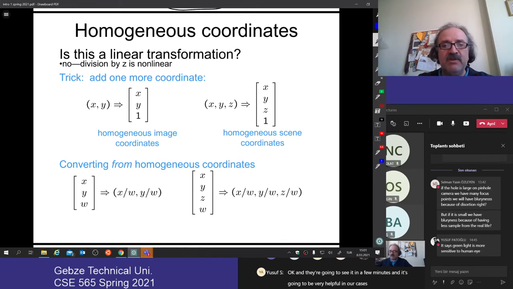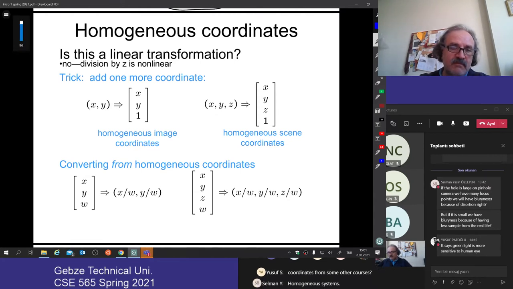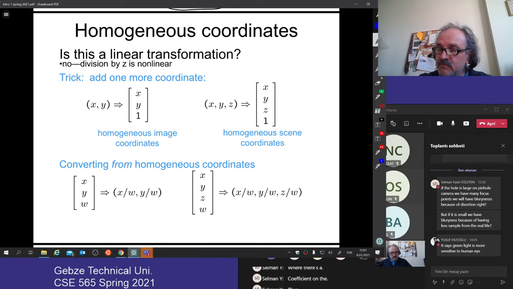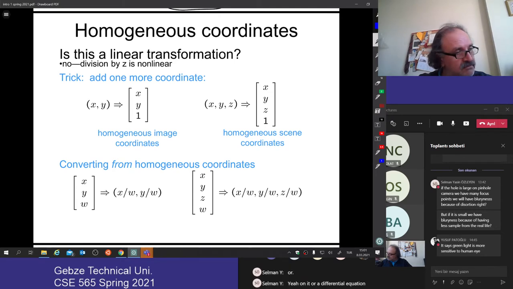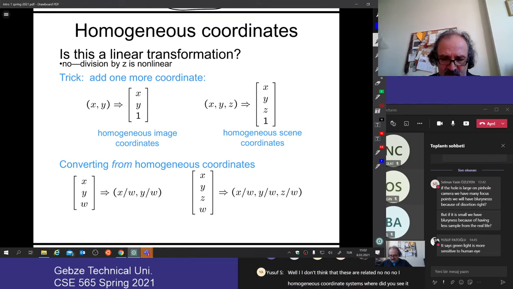Does anybody know about homogeneous coordinates from some other courses? There are homogeneous systems in differential equations. I don't think that these are related. No, homogeneous coordinate systems. Where did you see it? It was like differential equations. Yeah, homogeneous is a very generic term. You could use it in a place. Anybody took a graphics course, computer graphics?